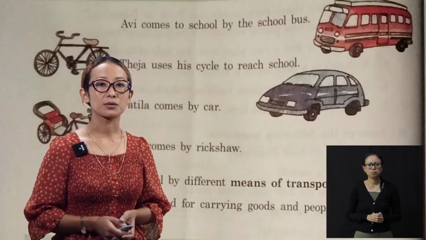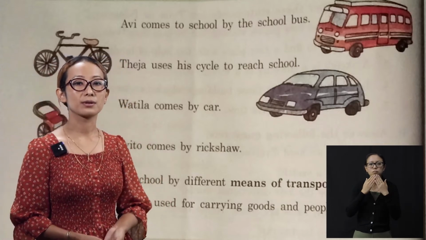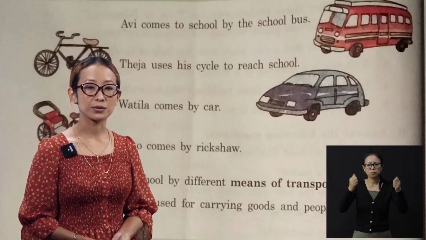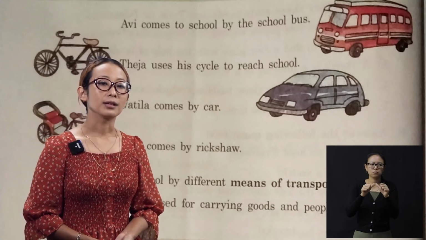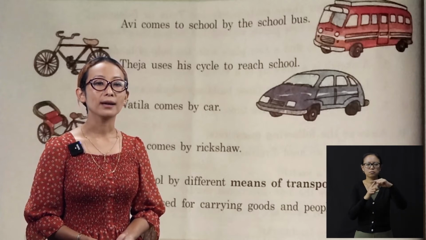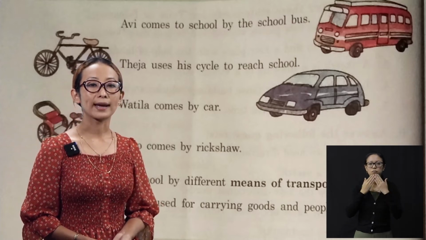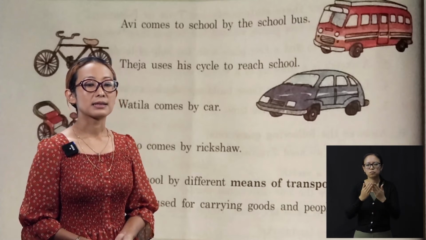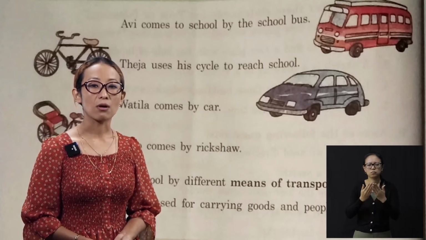So in order to come to school, Avito used to come to school by a school bus. Teja uses his car to reach the school. And Watila, a girl, her father has a car, so her father used to drop her to school by the car. And then a boy, Avito, used to come to school by a cycle rickshaw. So they all used to come to school by different means of transport.